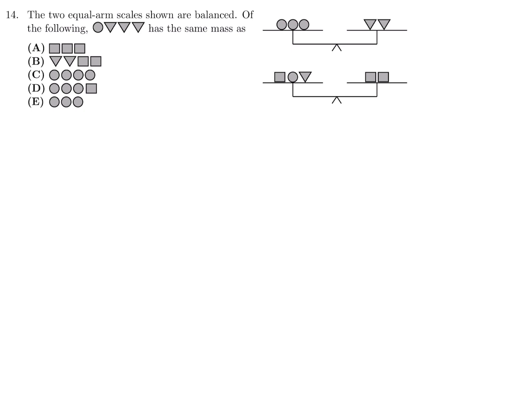The two equal arm scales shown are balanced. Of the following, a circle and 3 triangles has the same mass as... So, circle and 1 triangle. Circle and 1 triangle would equal what? Well, I guess according to this one right here, the squares cancel and all you're left with is a circle and 1 triangle. So therefore it equals 1 square.